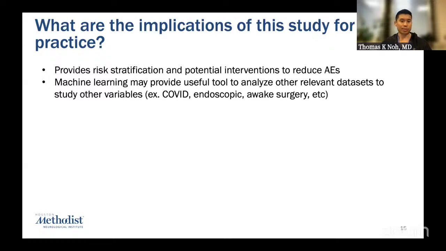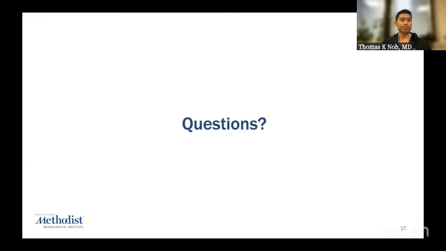And I think the biggest learning piece from this is that machine learning is an incredibly powerful tool, and it can help us to analyze a lot of these other relevant data sets that we might be interested in. For example, you could throw in the variable of endoscopic awake surgery and see what those results are compared to some of the other variables. So I think that's the end of my slides, and I'll take any questions.